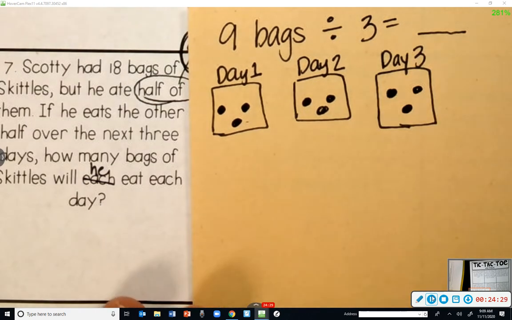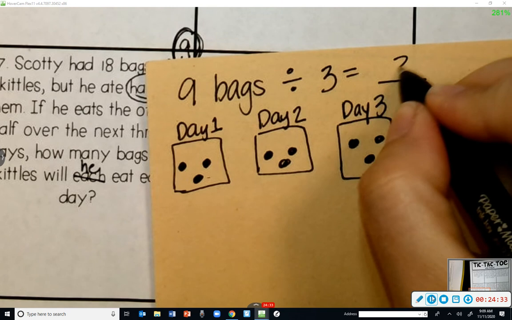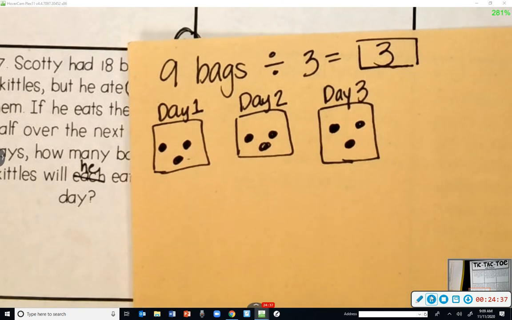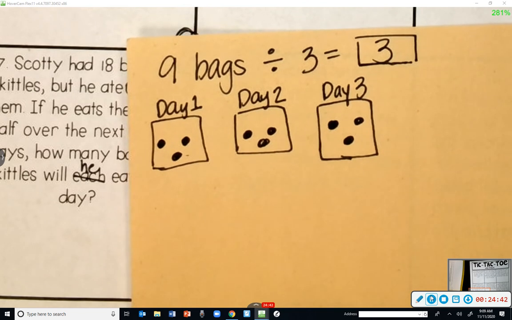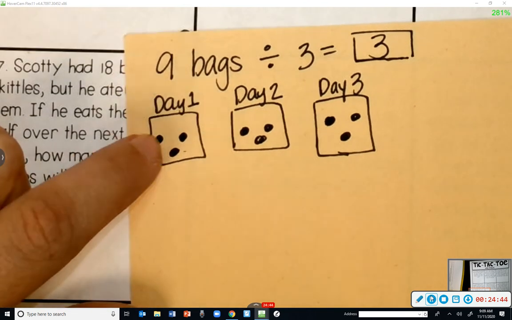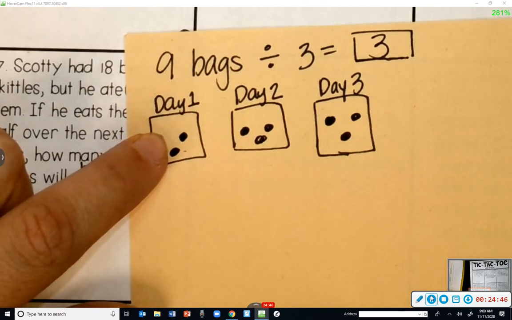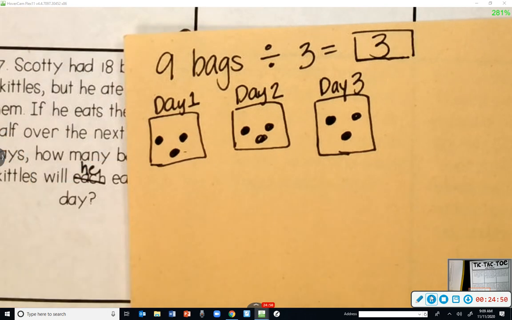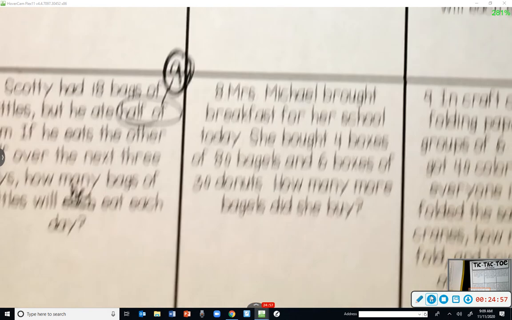So how many bags of Skittles can I eat each day? 3. I knew it. Okay? We knew it, but then when I asked you to explain, we couldn't really explain. So this is why I tell you to draw a picture, because we will get to some that are confusing, and if we start drawing out what it's talking about, it might help us eventually get to where we understand it, okay?